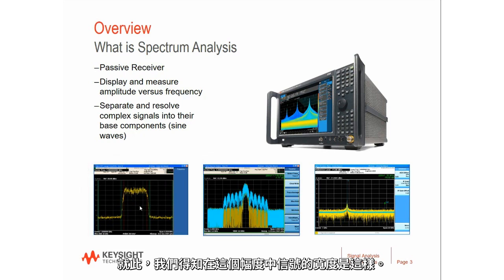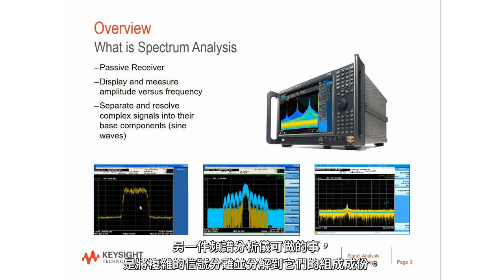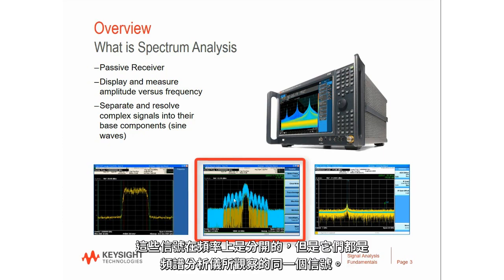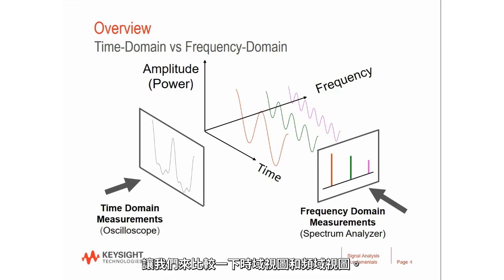Another thing a spectrum analyzer can do is to separate and resolve complex signals into their base components. So in this picture, you can see that a single signal is actually comprised of multiple signals in the frequency domain. Those are separated in frequency, but they all contribute to the same signal that the analyzer is looking at. Let's do a comparison between the time domain view and the frequency domain view.